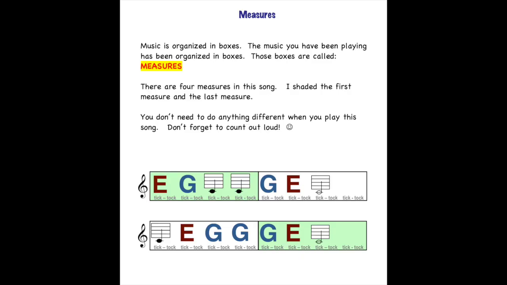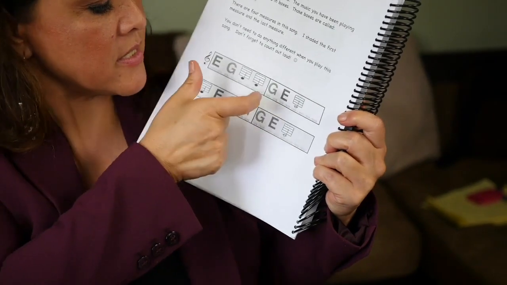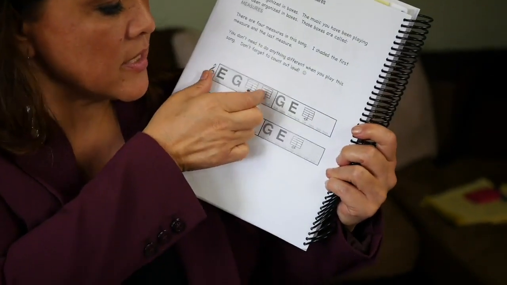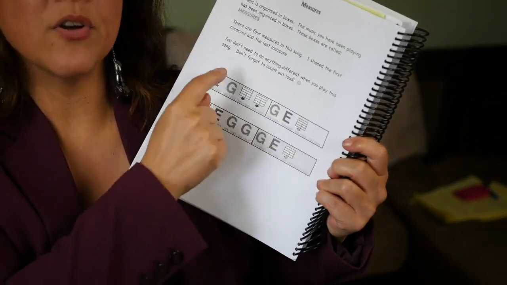Awesome. I am so excited that you're learning this and you're moving right along really smoothly. Okay, so the next page that we're going to, let me look at the computer here. We are on measures. Measures is the way that music is organized. So when you see music, it is organized into little separate boxes, and they're called measures.